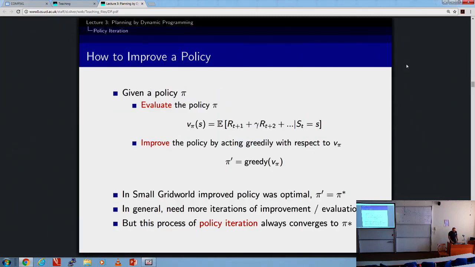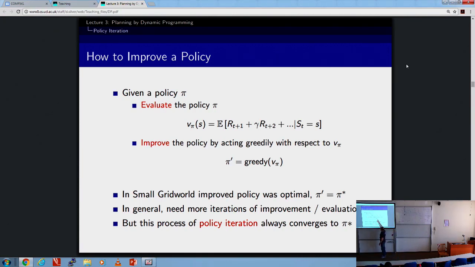Now, let's talk about the control problem. Namely, how do we actually find the perfect policy? So, the first algorithm we're going to see for that is called policy iteration. It's very simple. It basically says find the value function of your current policy and then improve your policy by acting greedily with respect to that value function. That's it. And keep doing this until things don't change anymore.